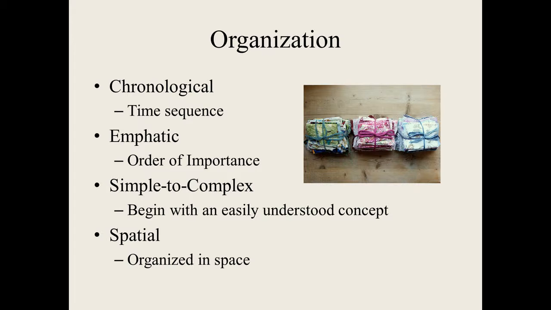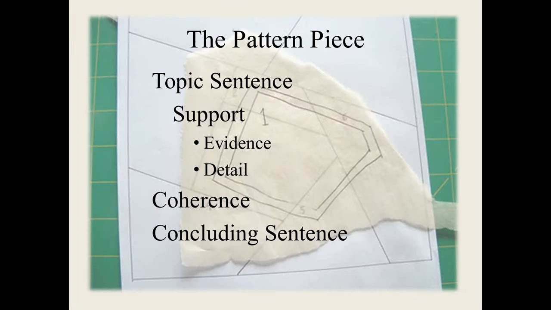The basic strategies of organization include chronological or time sequence, emphatic or an emphasis such as order of importance. It may be organized from simple to complex, beginning with an easily understood concept and then moving to something more difficult, or it may be organized spatially, that is, in physical space. Having determined the organizational approach, the next step is the pattern itself. The basic parts of the pattern for a paragraph are the topic sentence, support, coherence, and a concluding sentence.